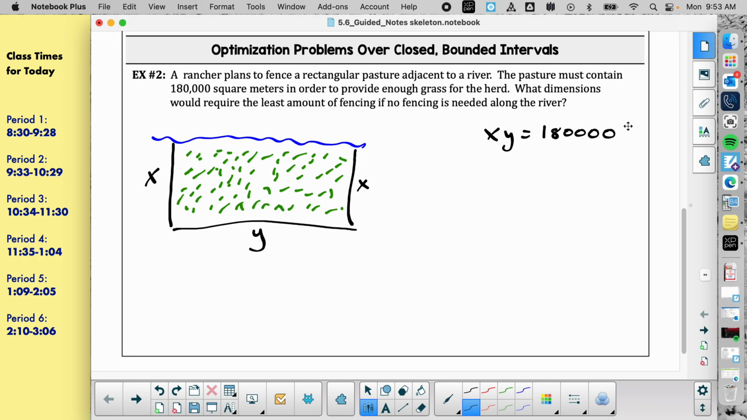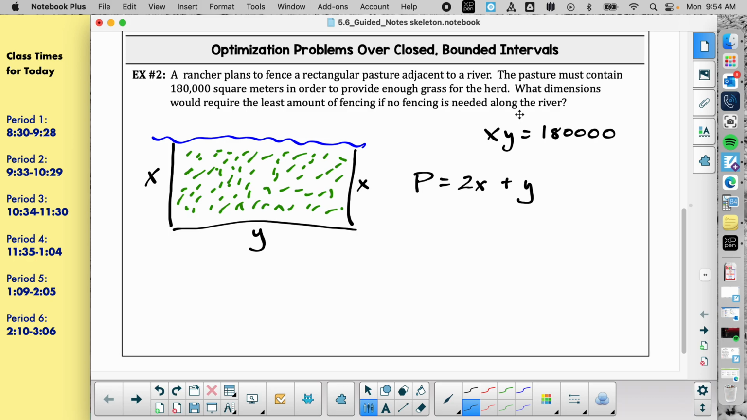This is definitely not the same problem. Now, this tells me right away, the fact that I have a number there, that's going to be my secondary equation because it's got numbers. So what dimensions would require the least amount of fencing? That's what I'm minimizing. Apparently I am minimizing perimeter. So my perimeter would be 2x plus y. I want to minimize that. And this is where I have to substitute information, which is actually going to make the problem harder.